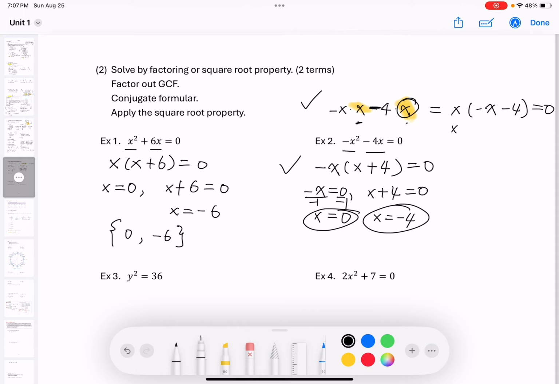But if you have the second method, you factor out the x. Then you have x is equal to 0 or negative x minus 4 is equal to 0. This one has been solved. Then we solve the second equation. Plus 4 both sides. Negative x is equal to positive 4, divided by negative 1. x is equal to negative 4. So we got the same solution. It doesn't matter which method you are using, but if the first term is negative, we prefer to factor out the negative term.